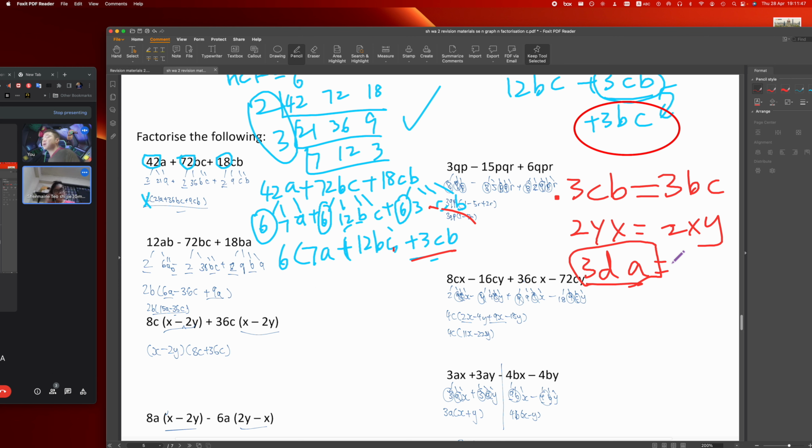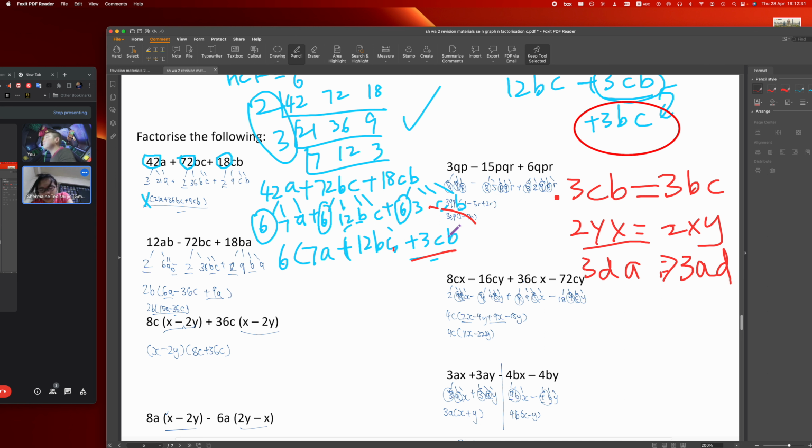Where do you learn D comes before A? I can ask a P1 student. D comes first or A comes first? The A comes first. Yes. Then how come just now you said D comes first? So this one, 3DA, should become? 3AD. Correct.